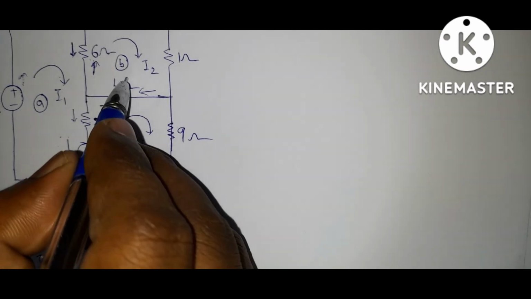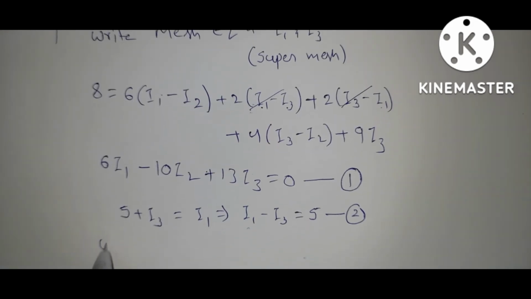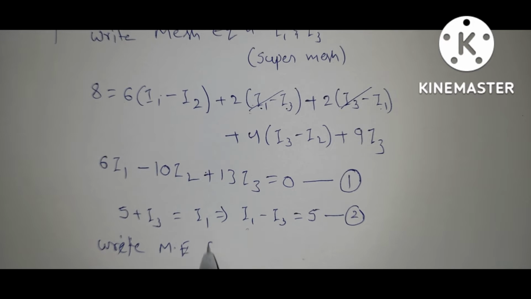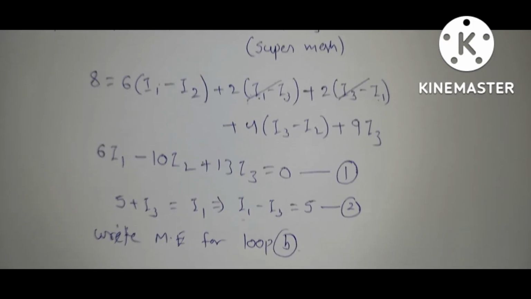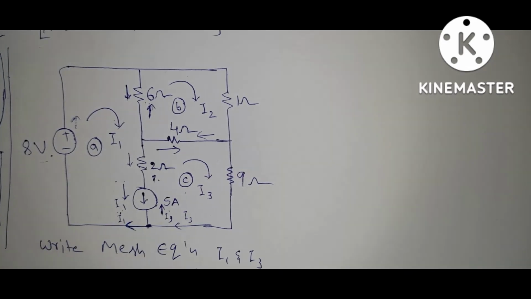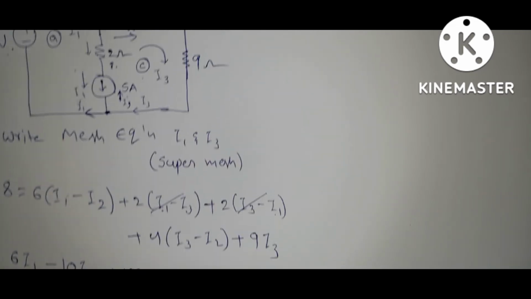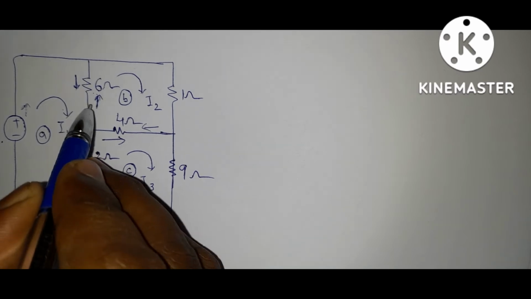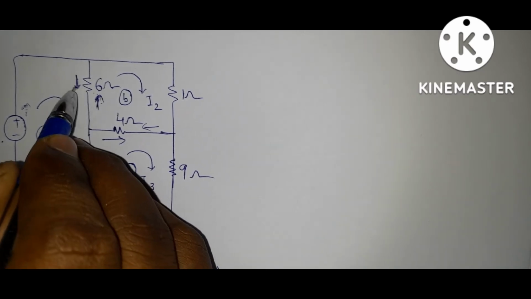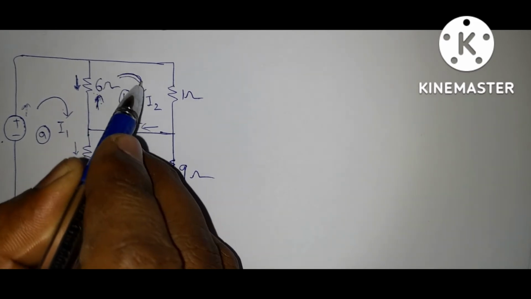Now write the mesh equation for loop B. What are you getting? Here there are no sources associated with this loop, so sources are 0. So 0 is equal to, for this passive element, this current is upwards and this current is downwards. Both are in opposite direction. So we are considering this loop.